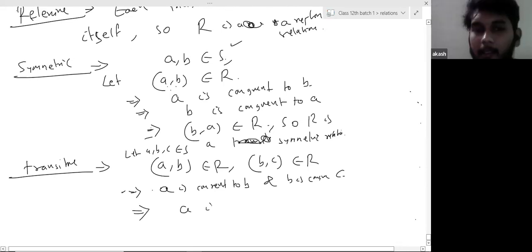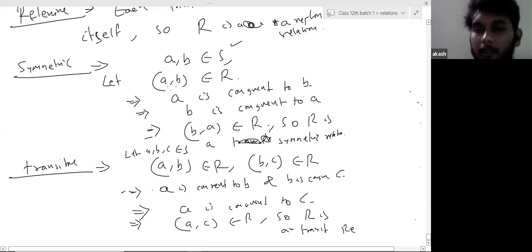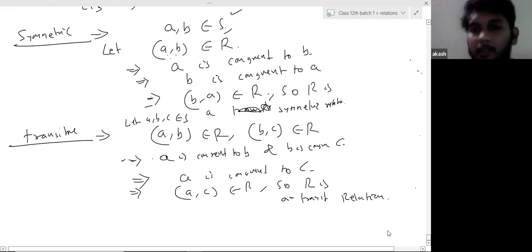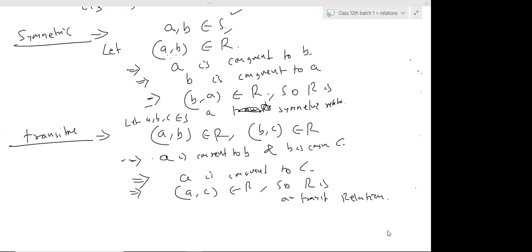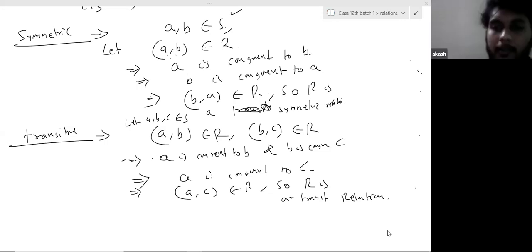So this implies A is congruent to C. This implies A comma C also belongs to R. So R is a transitive relation. All right. So this implies this is an equivalence relation. All right, Shekhani, now this is clear? Yes, sir, that is clear. All right. So let's try another question.